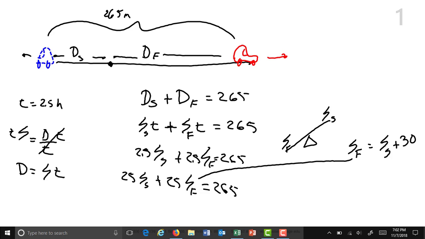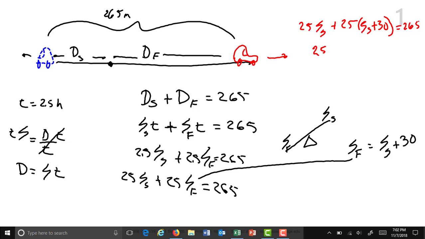Okay, right? So I'm going to take this guy and I'm going to rewrite it, right? But then I'm going to write that as 25 speed of the slow car, plus, now I have 25. However, the speed of the fast car has a new name. You can call me speed of the fast car, or you can call me, in parentheses, the speed of the slow car plus 30. And that equals 265. Do you see? Look, now I can solve it because I have everything in terms of one kind of variable.